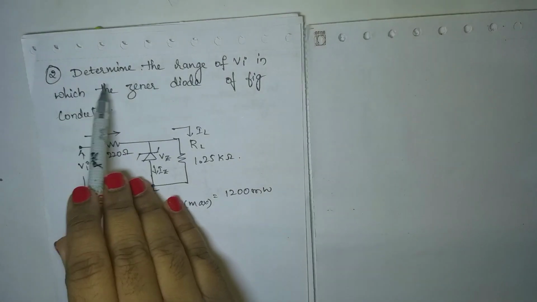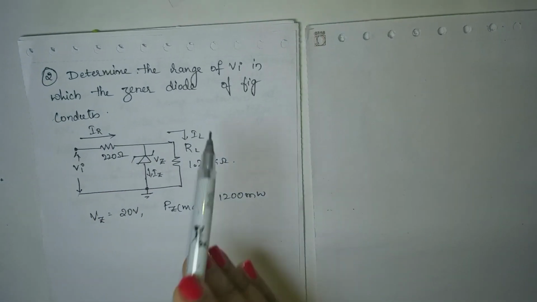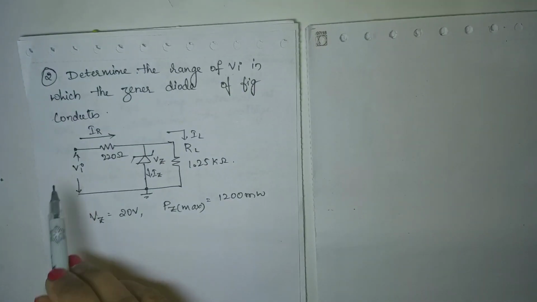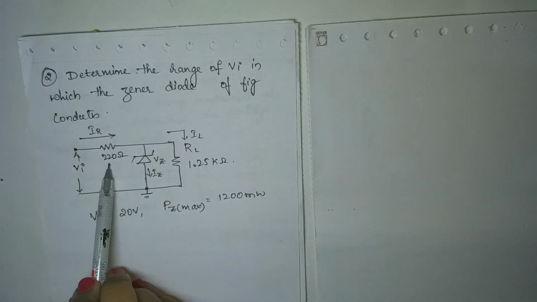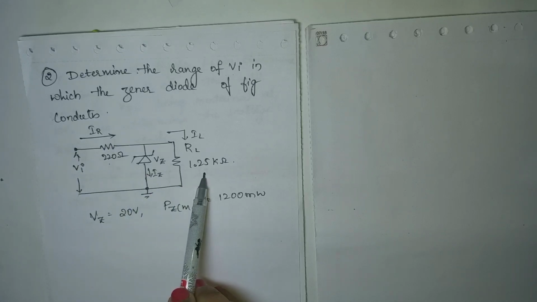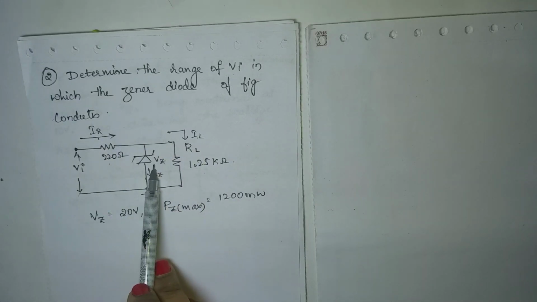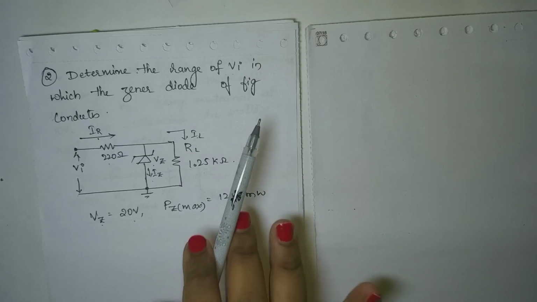So the next problem: determine the range of Vi in which the Zener diode of the figure conducts. I want to find the range of Vi, from where to where I can give the input so that the Zener diode will conduct. This is the given question, with a resistance value of 220 ohm, load resistance 1.25 kilo ohm, and this is IR, IL. VZ is the voltage drop across the Zener diode. What is the potential drop? It is 20 volts. Whenever the Zener diode is on, you will get 20 volts across it. Maximum power dissipation is 1200 milliwatts.